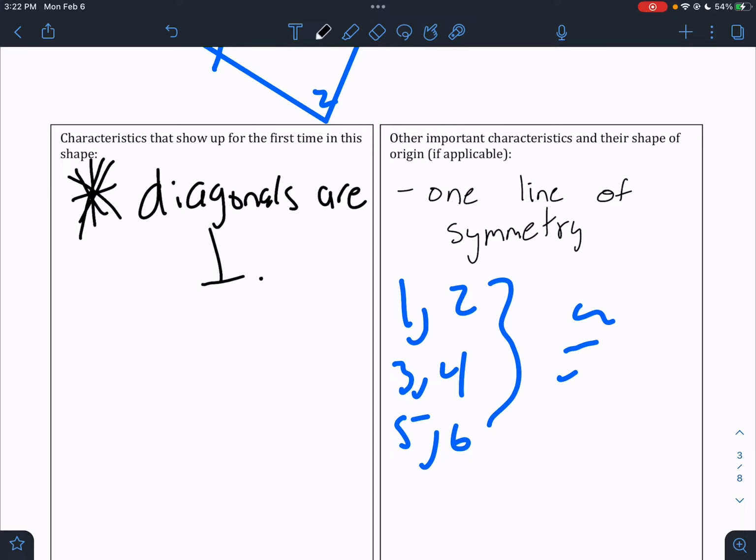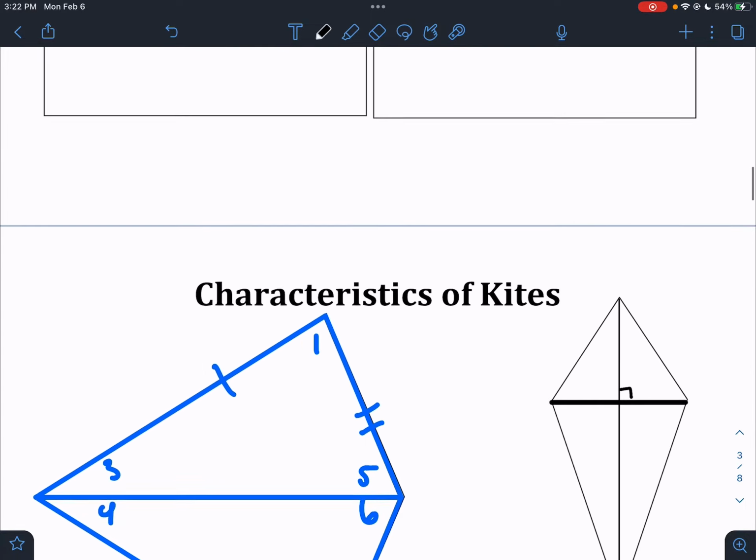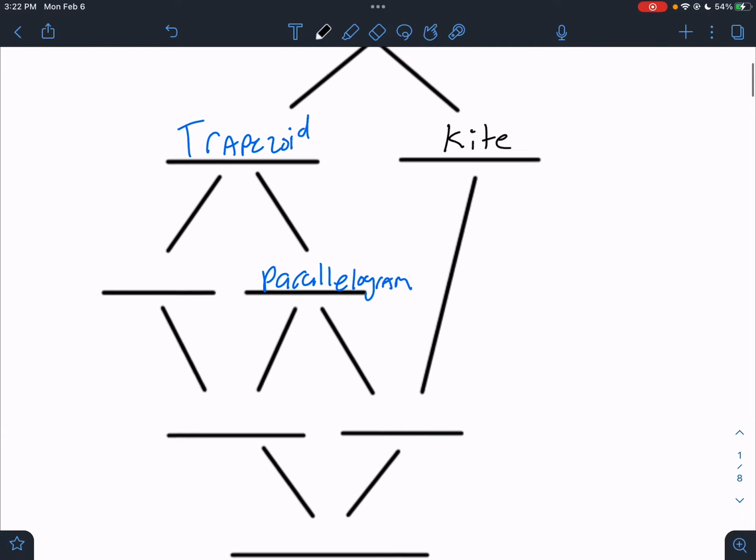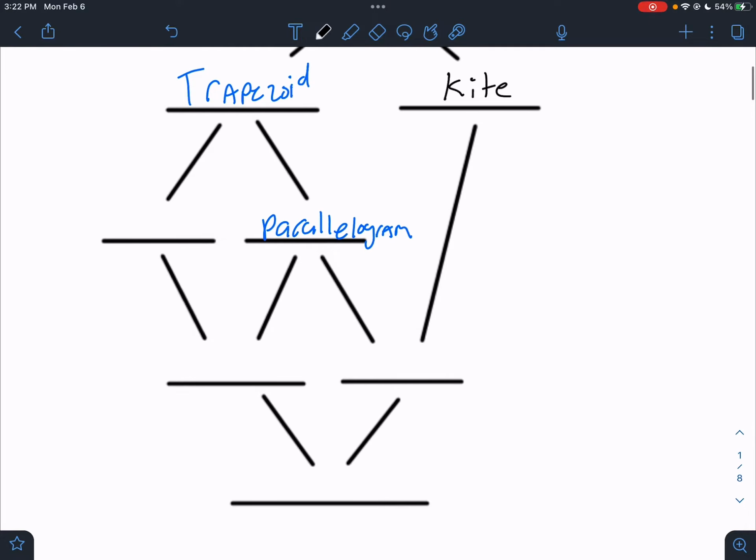So if I'm like, hey guys, I got this shape. Its diagonals are perpendicular. What do you know about that shape? Well, you know that it is a kite. And going back to the tree, and you're going to have to get used to this. If it happens in a kite, let's actually fill out the whole tree real quick. We have kite. This is going to be an isosceles trapezoid. This is going to be a rectangle, a rhombus, and a square.